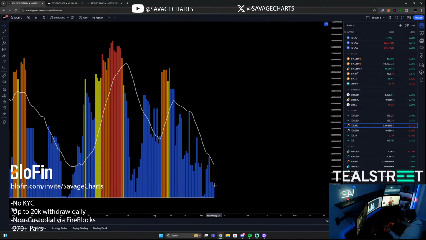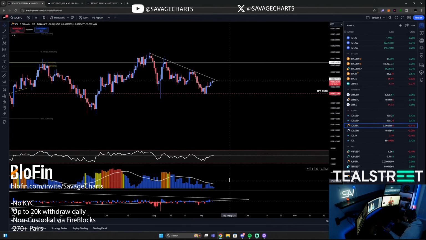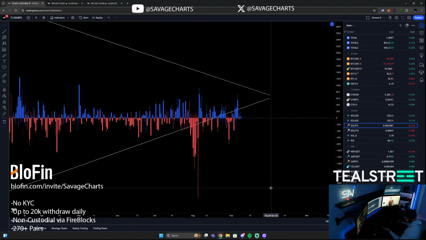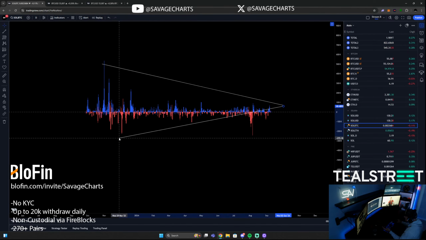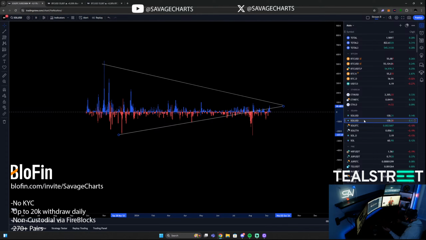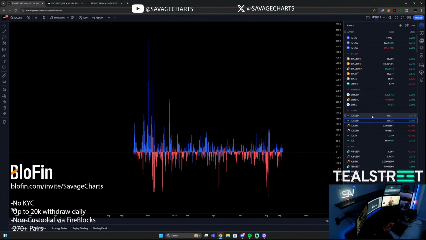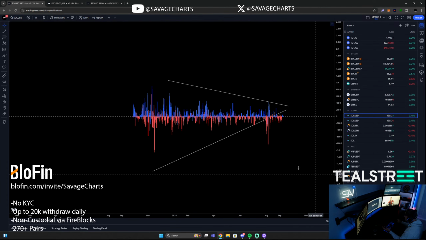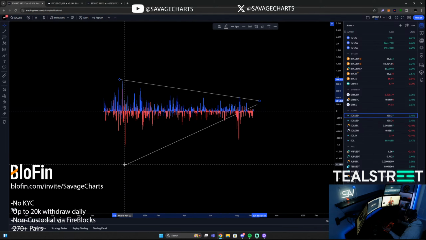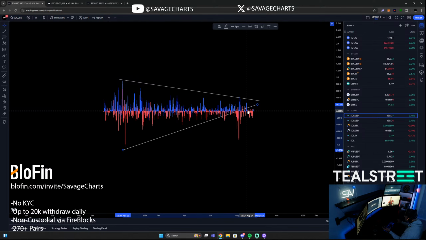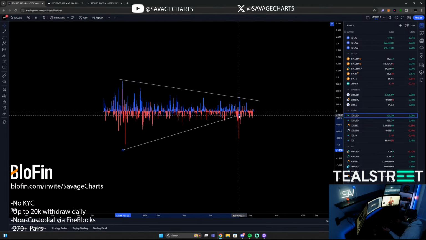I can't tell you what the move is. Again, this is a neutral variable. I would love to be able to tell you what the move is, but overall, if you look at this chart, this is CVD for Solana. Actually, this is a better chart. Here's CVD for Solana. We have a nice compression. This compression, what does this compression tell us? All right. So we have a compression.